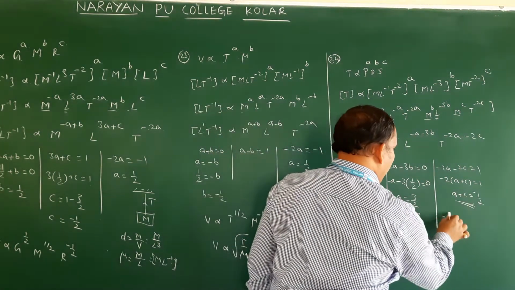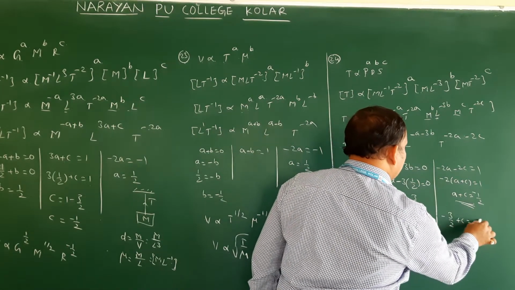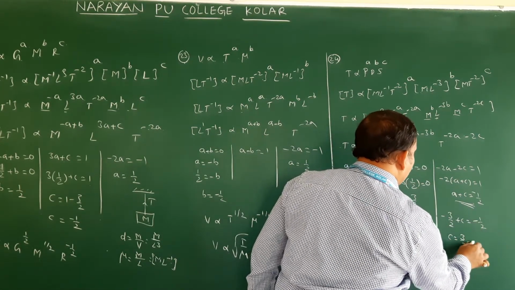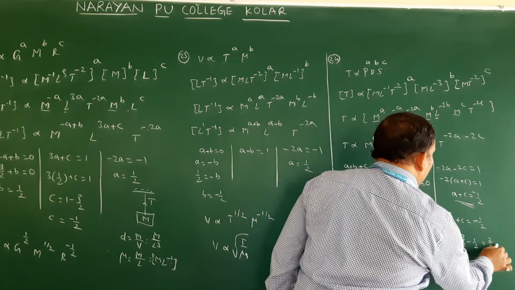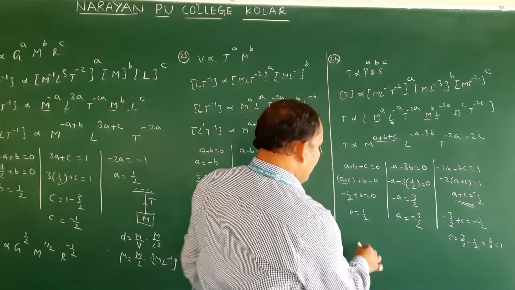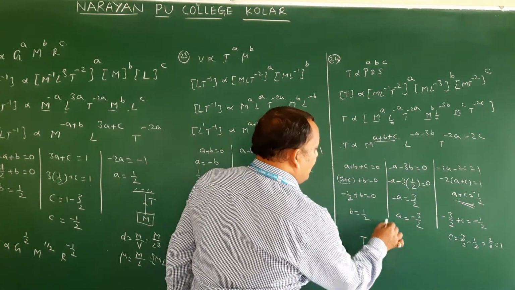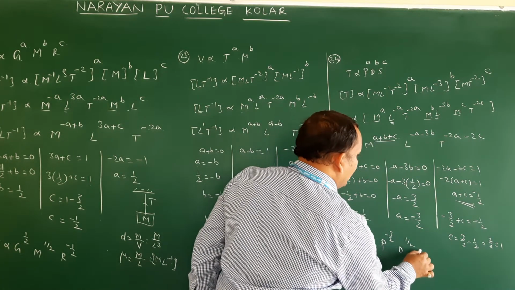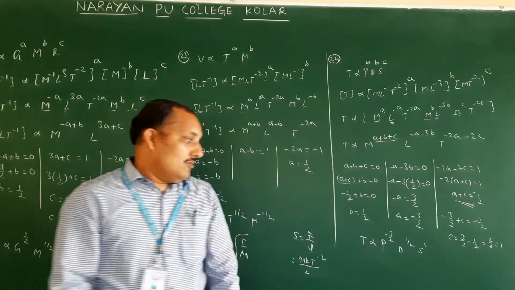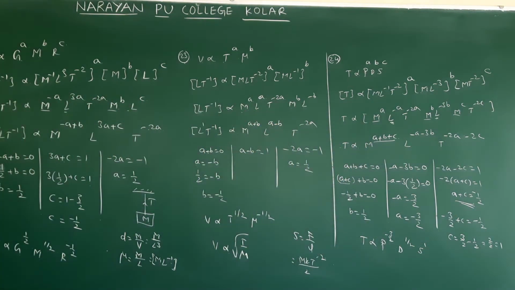a value substitute here. Minus 3 by 2 plus c equal to minus 1. Then c is equal to 3 by 2 minus 1 by 2. 3 by 2 minus 1 by 2 is 2 by 2. That is 1. Substitute here. So t is directly proportional to p power minus 3 by 2, d power 1 by 2, s power 1. So which is the answer?